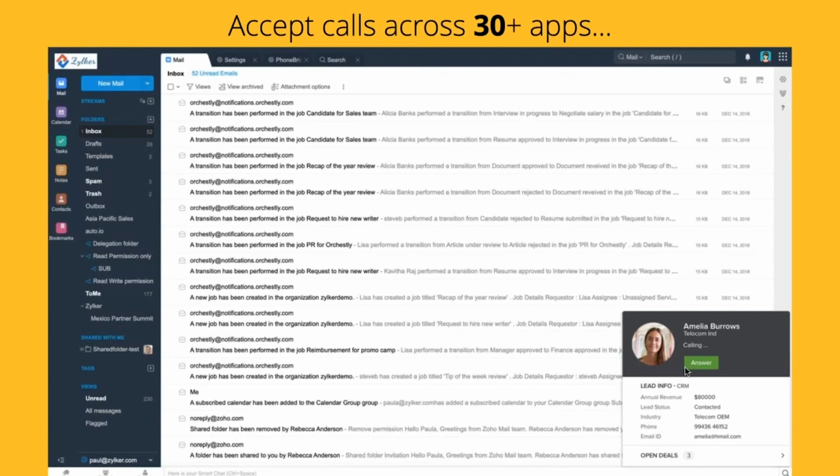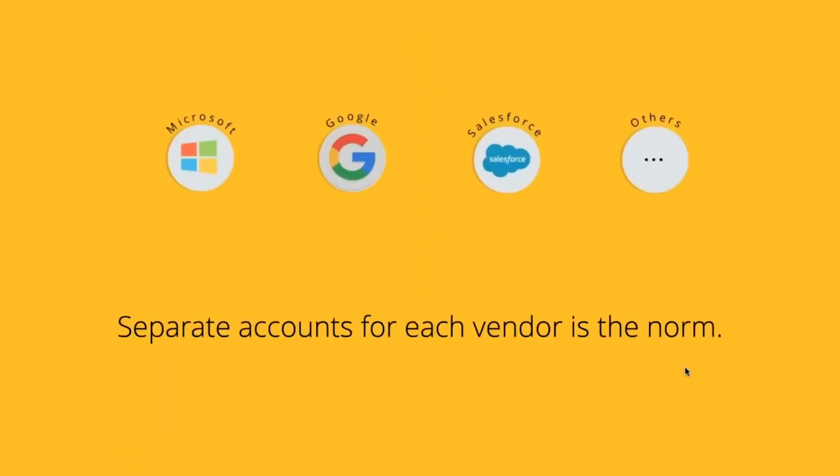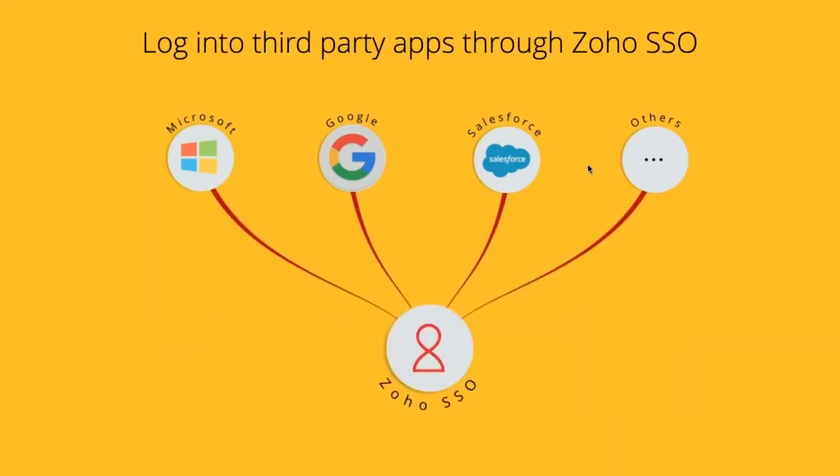So moving on now to identity and single sign-on. Typically you have separate accounts for each of these vendors, whether it's Microsoft, Google, Salesforce, whatever. And that means you're signing in and out of different things, and that can be quite annoying. Having a single sign-on point with Zoho can be super useful, because now you just sign in once and you can log into all your third-party apps and you're good to go, ready to roll.